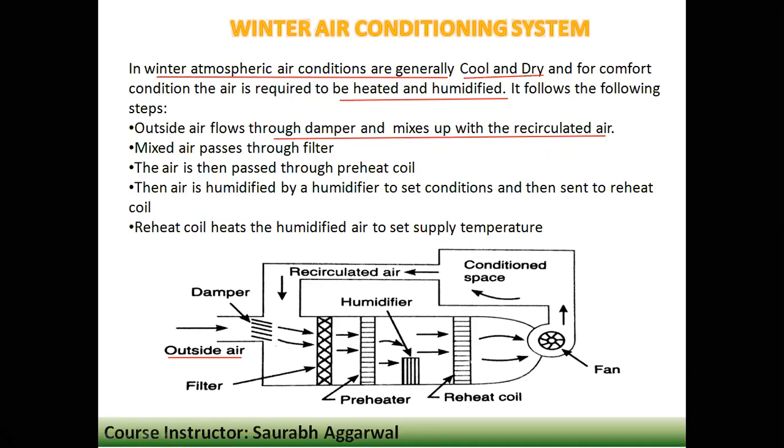recirculated air. The outside air which is coming combines with the recirculated air, and then the mixed air passes through a filter. Then the air is passed through a preheat coil. You can see it over here. We have a preheat coil which heats this mixed air. Then the air is humidified with the help of a humidifier to set conditions, and then sent to the reheat coil.